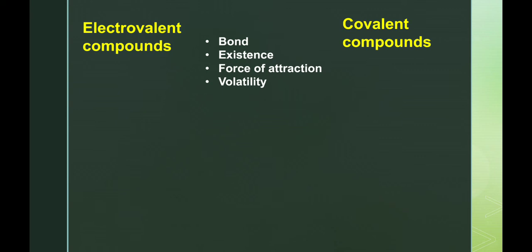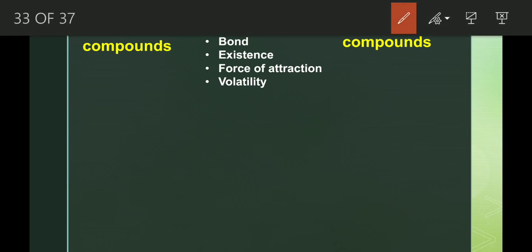Next, see the comparison of electrovalent and covalent compounds. Now, if we consider bond, what type of bond is present in case of electrovalent compounds? Here the electrovalent or the ionic bond is present, and in case of covalent compounds, covalent bond is present. The electrovalent compounds exist as crystalline hard solids at room temperature. In hard solids we will find electrovalent compounds, but covalent compounds can be seen in gases, liquids, or soft solids also.